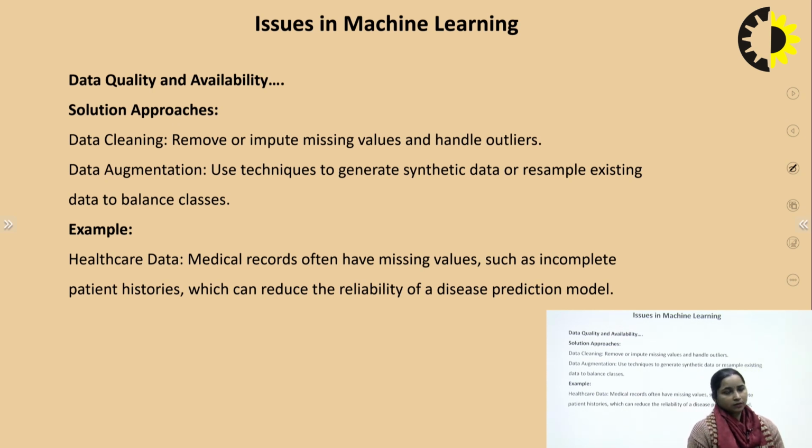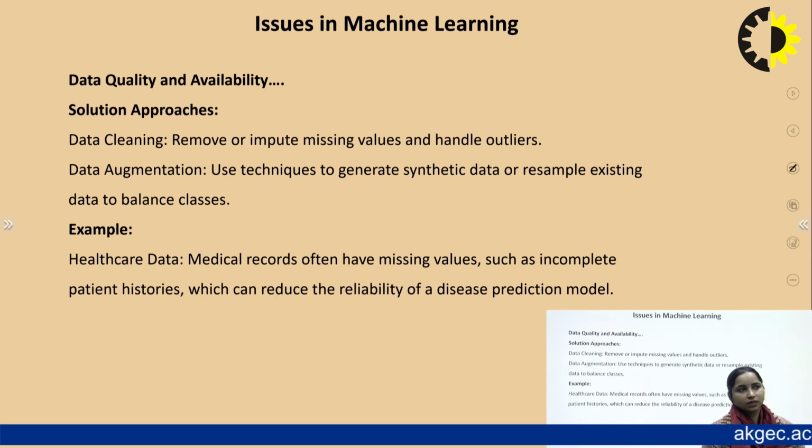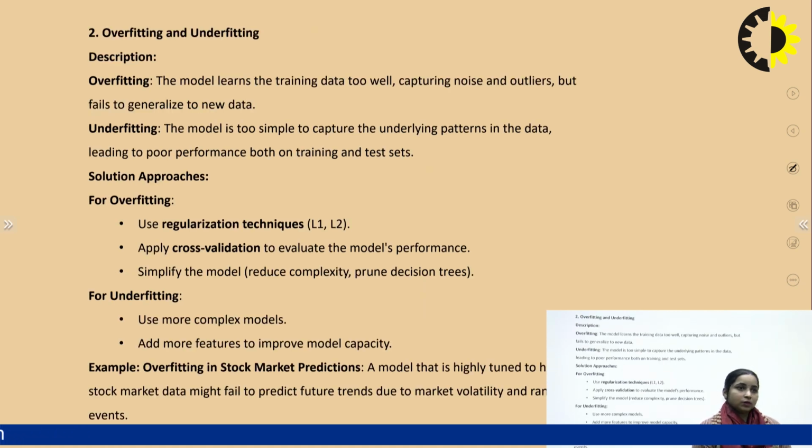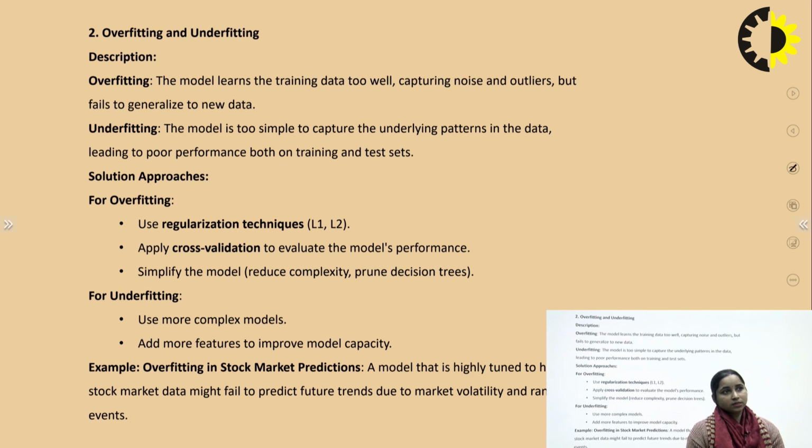So how can we solve these problems? We can do data cleaning, like removing or imputing the missing values and handling outliers. Then we can do data augmentation, using techniques to generate synthetic data or resample the existing data to balance the classes. Next is overfitting and underfitting. In overfitting, the model learns the training data too well, capturing noise and outliers, but fails to generalize to new data.